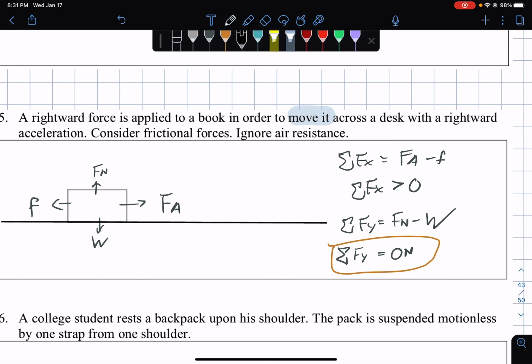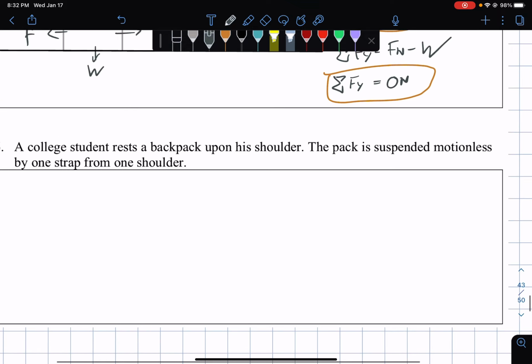If the weight is big enough to withstand the applied force's intent to make the object move, then the summation of Fx will be less than 0, which is a negative value. But then yeah, summation Fy is going to be always 0 if the object is, say, on a table. It's not falling or it's not being lifted. Let's go to number 6.